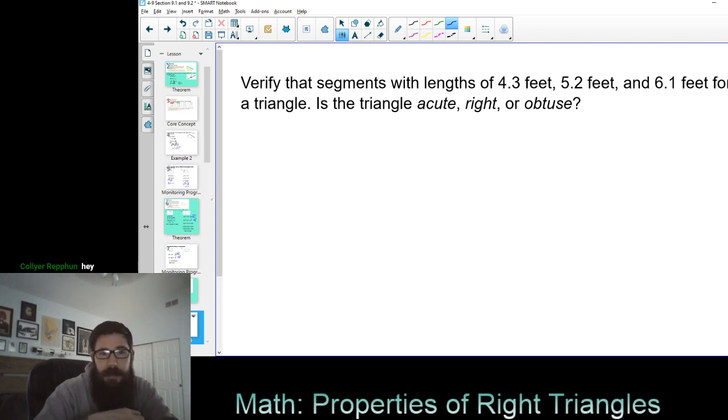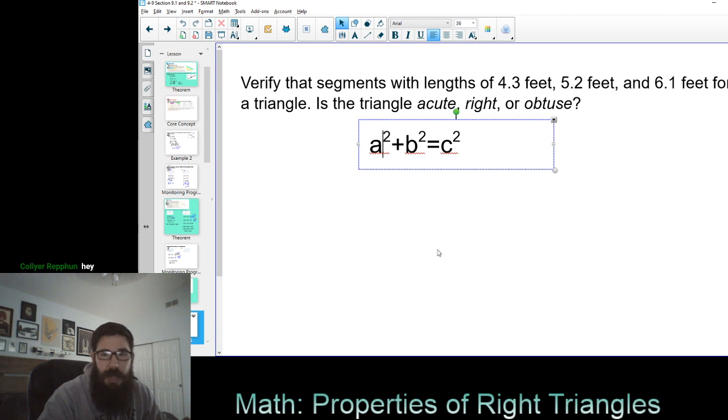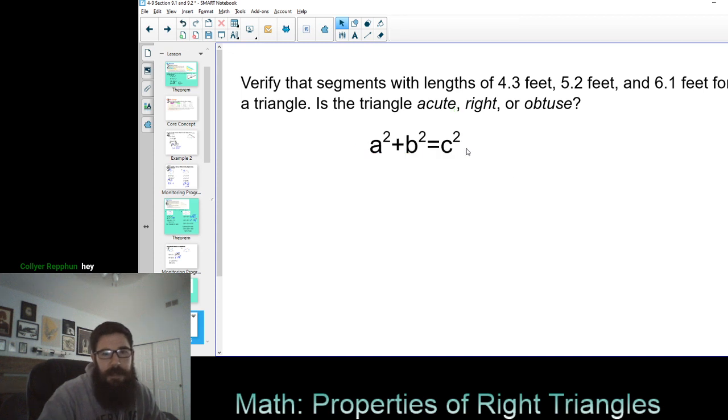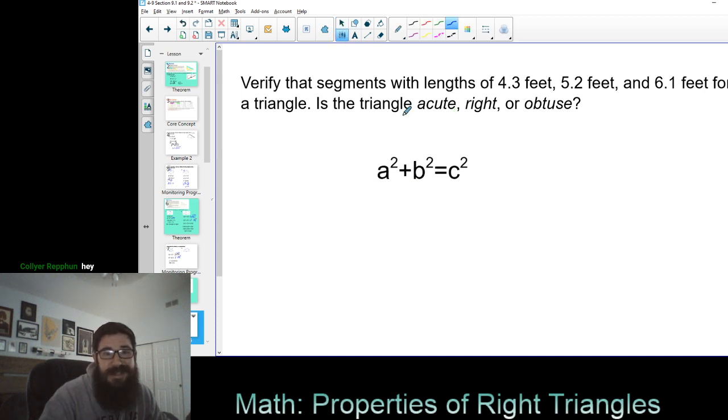So we're going to test it with this guy right here. We've got a 4.3 feet, a 5.2, and a 6.1. Don't be afraid of decimals. They're okay. And it should be from that next example on that next page there. The one that would be the hypotenuse, and I'm going to put a question mark over this equal sign here, because we're going to test and see which one of these matches. If c squared is greater than a squared plus b squared, we have an obtuse. If c squared is less than a squared plus b squared, we have an acute.